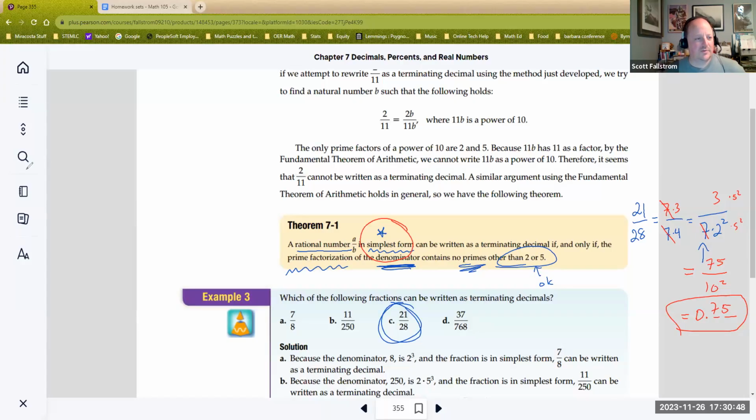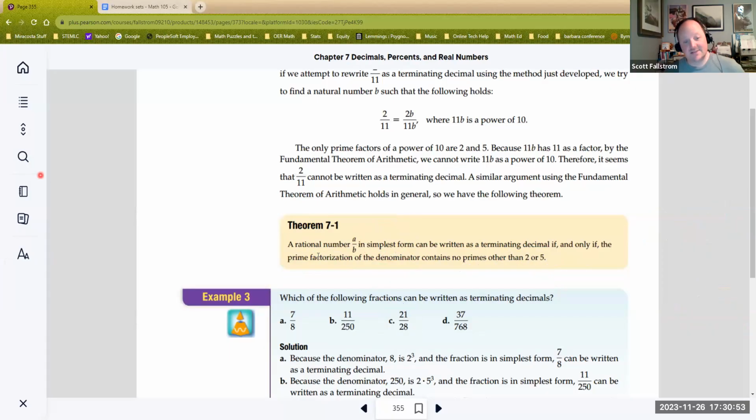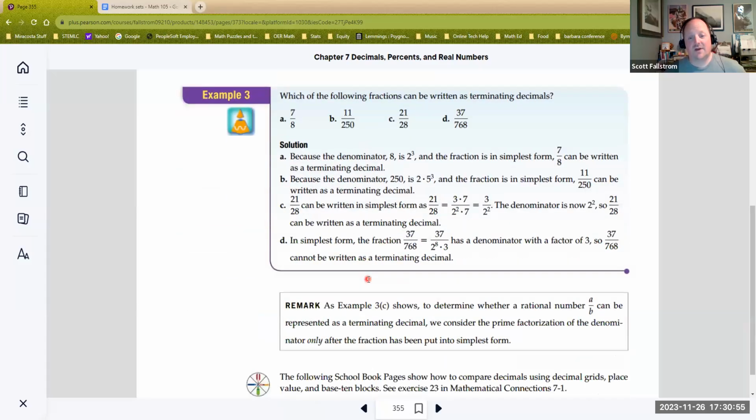Okay, totally terminating decimal. So make sure, first off, do you have rational numbers? Second off, is it in simplest form? Now look at the prime factorization to see whether it works or doesn't work. Because you will find some, when you prime factor them, they do not simplify.